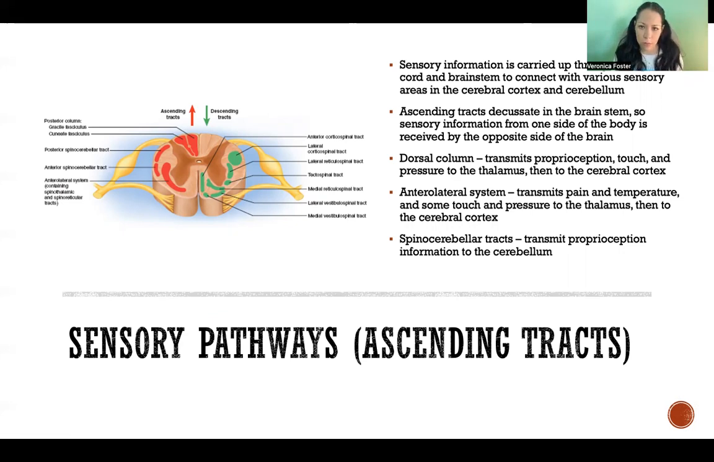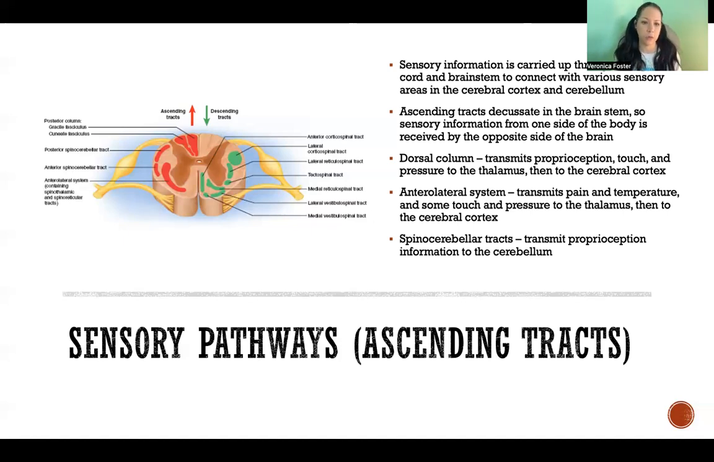So sensory pathways, sensory information is carried up through the spinal cord and brainstem to connect with different parts of the brain where we are processing that sensory information. Depending on the type of sensory information, it goes to all sorts of different parts of the brain, depending on what parts of the brain need that information to process and connect with motor commands and other things.